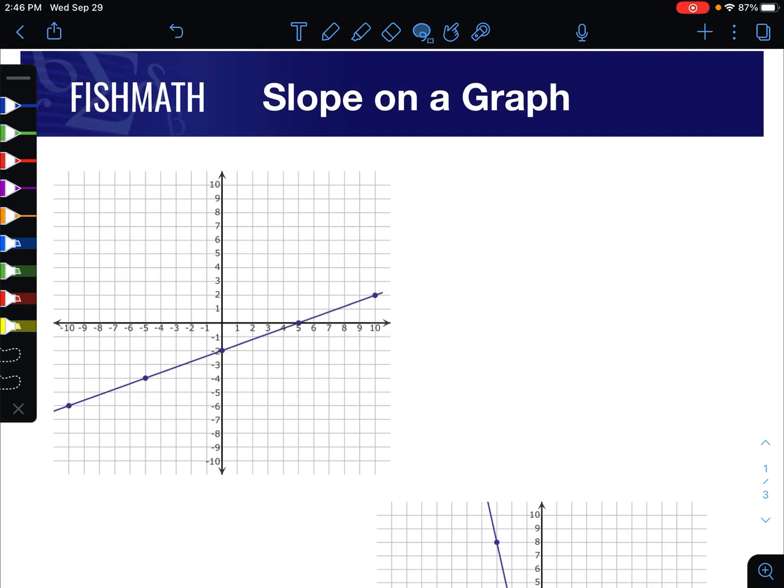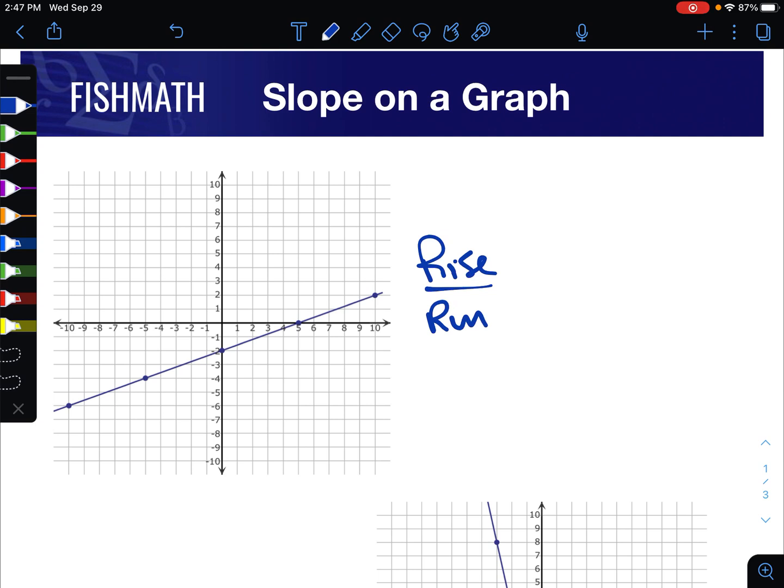Here's how you find slope on a graph. We're going to use what's called rise over run. So we need to find 2 points that we can see clearly, and we're going to see how much is the rise and how much is the run, and that will make a fraction, a ratio of those two distances.